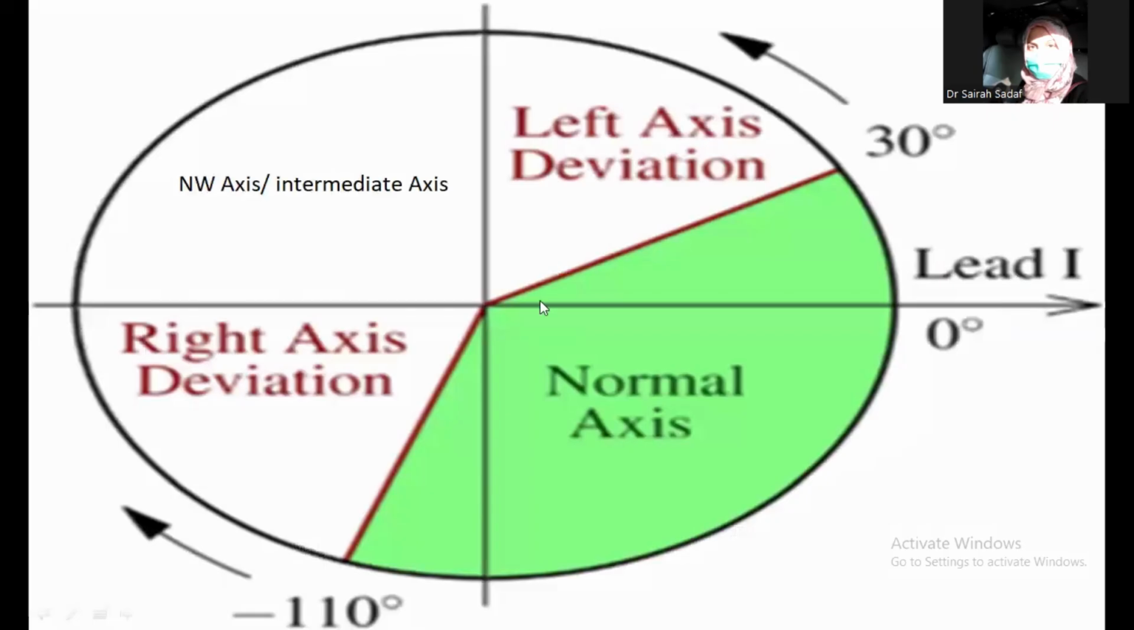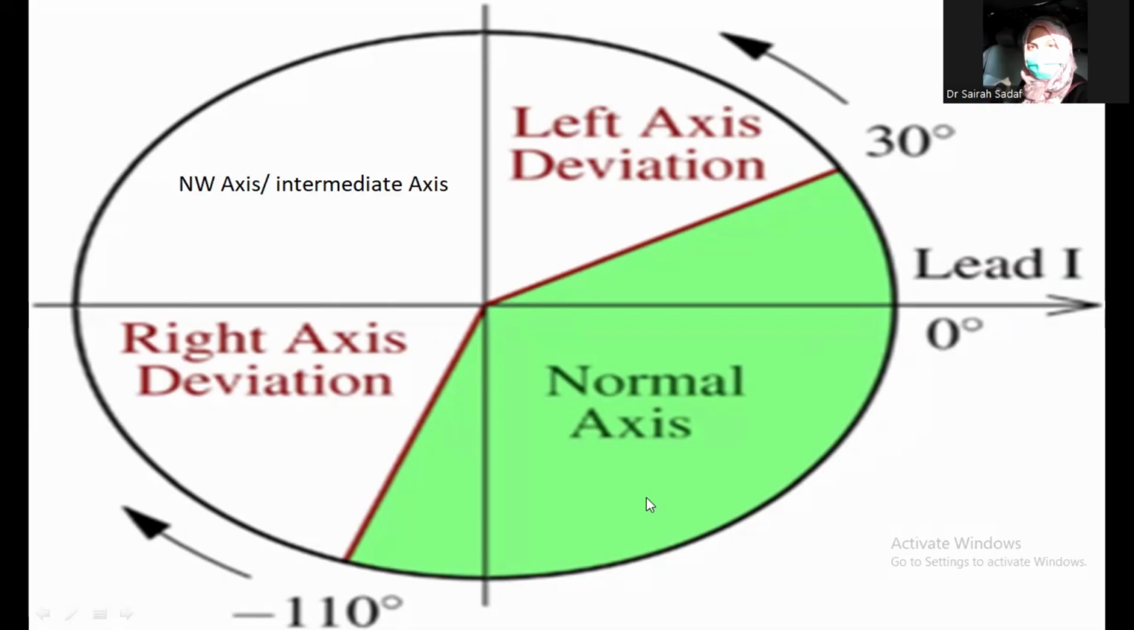So it is just a reinforcement of what we have just learned. This is the quadrant approach. It is the normal axis. Now just tell me, in the normal axis, what kind of deflection will we have in lead 1 and lead AVF?